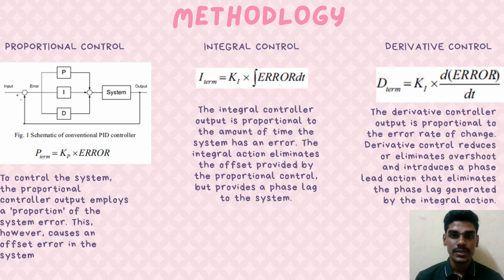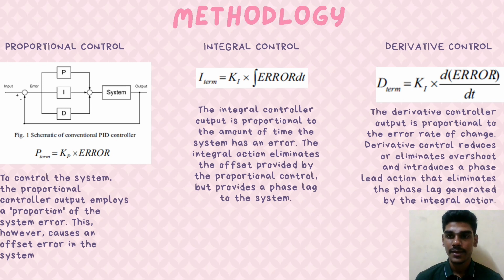And second is the integral control. This is the formula, and the integral controller output is proportional to the amount of time the system has an error. The integral action eliminates the offset provided by the proportional control, but provides a phase lag to the system.